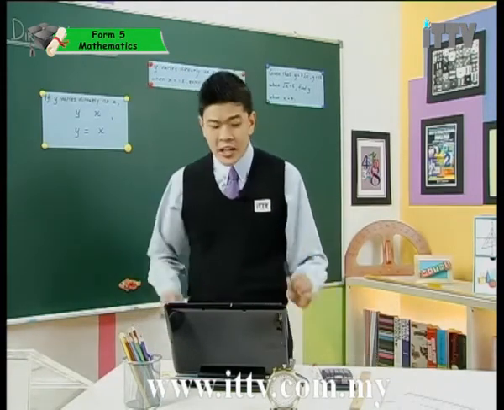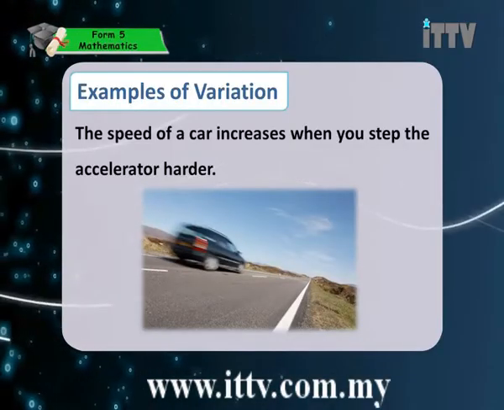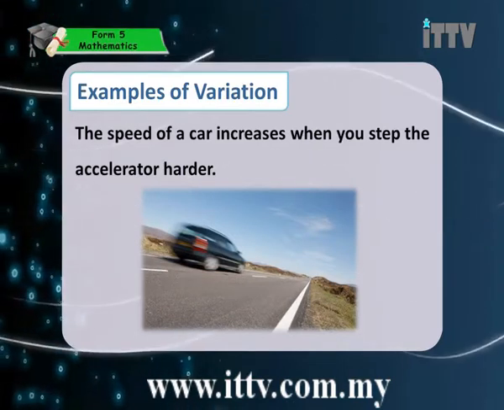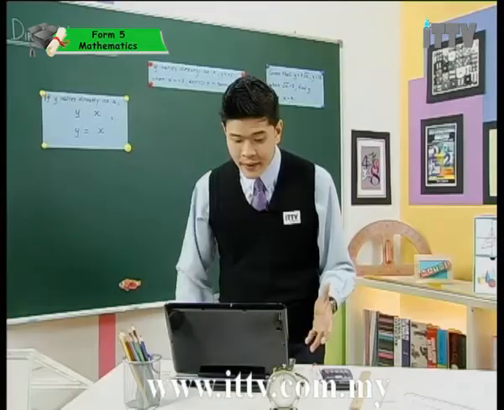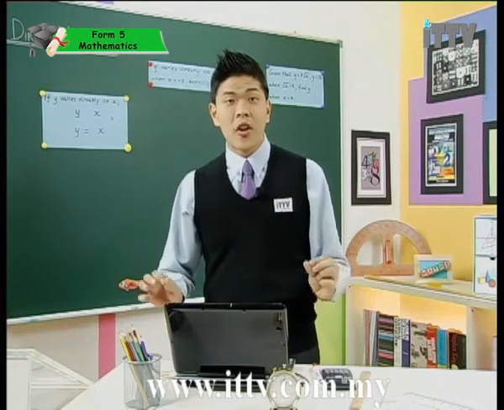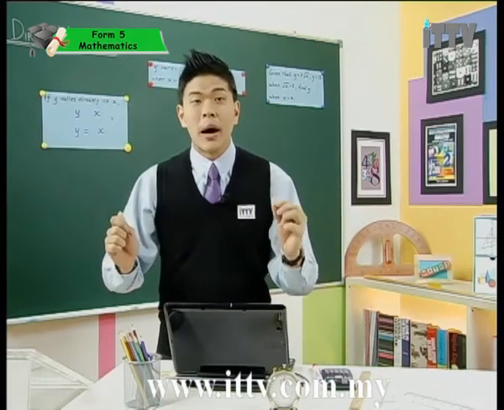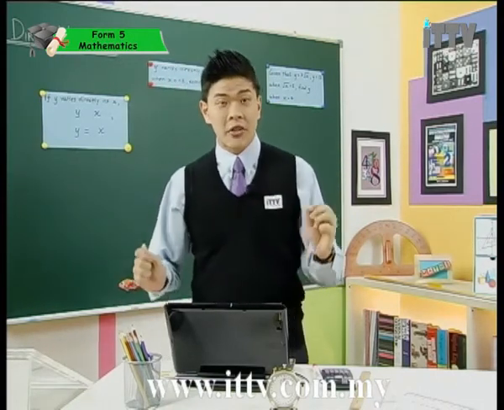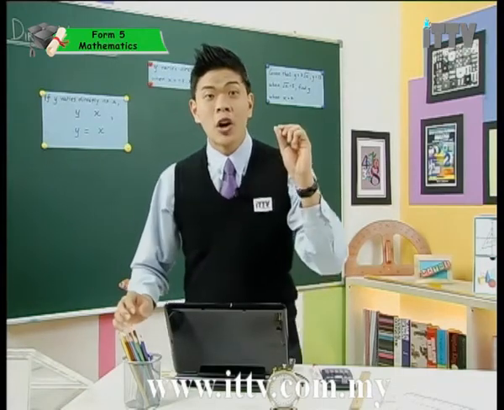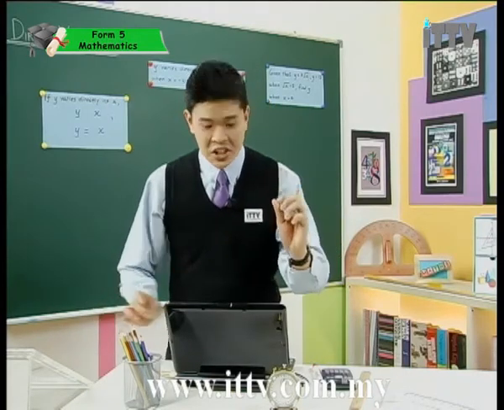Take a look at this picture. I'm sure all of you know, right? The speed of a car increases when you step on the accelerator harder. So now, what are the two quantities here? First of all, speed, right, is one. What is the second one? The amount of press on the accelerator. The more you press the accelerator, the higher your speed. So can you see that both of them vary and there is a change?